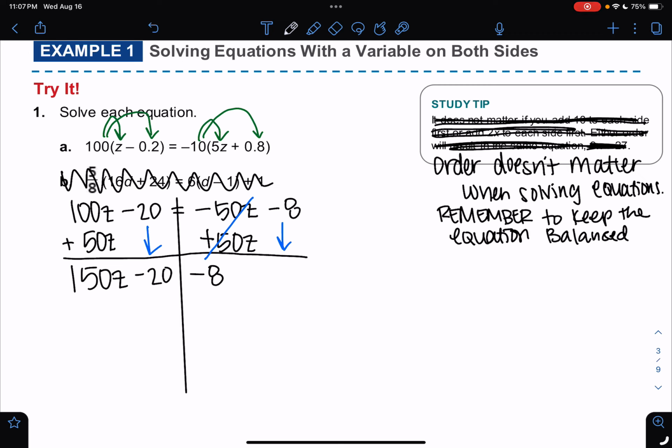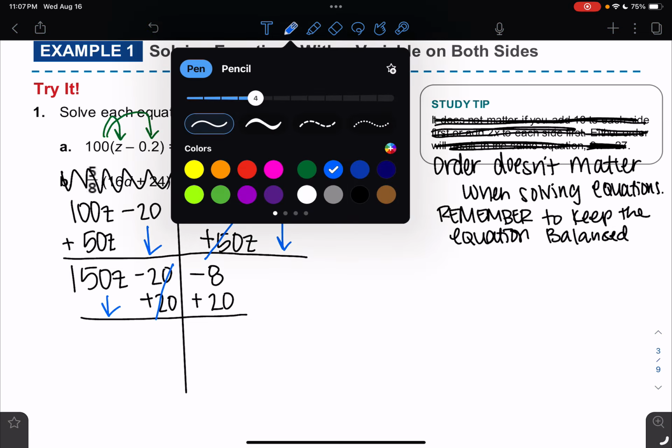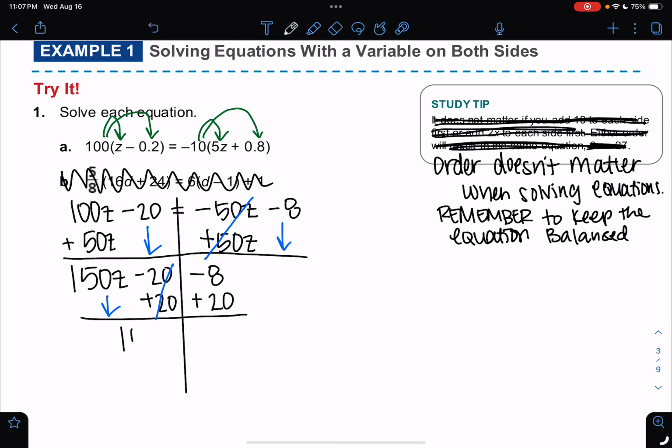My next step is to add 20 to both sides. All right, and cross out what I know is canceled, drop down what I've not touched, and 150z is going to equal 12. My final step is to divide both sides by my coefficient, which is 150 here.